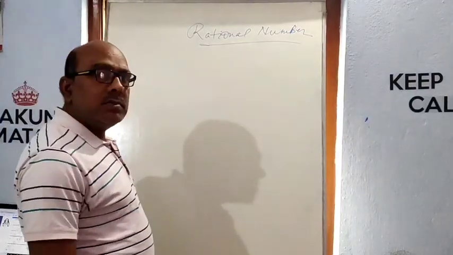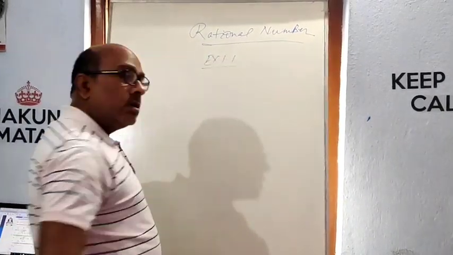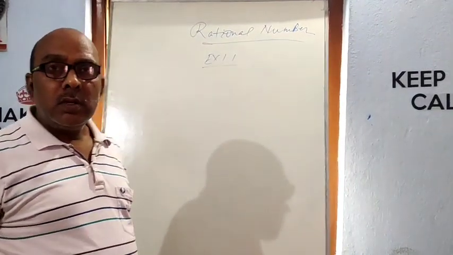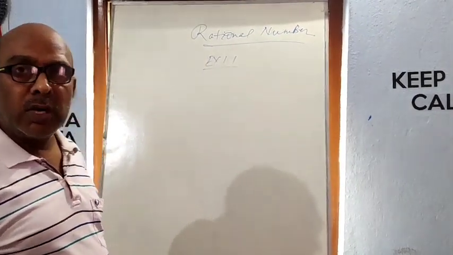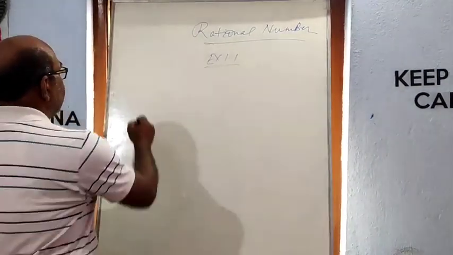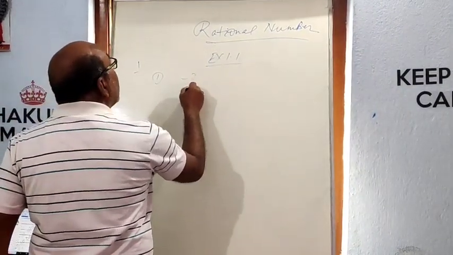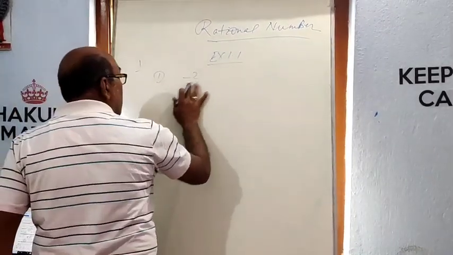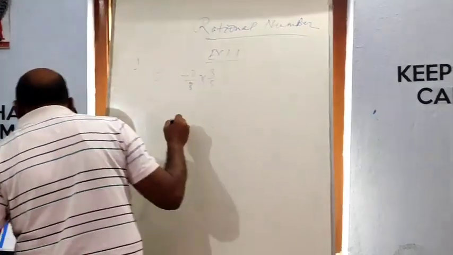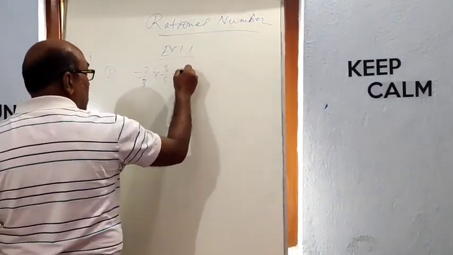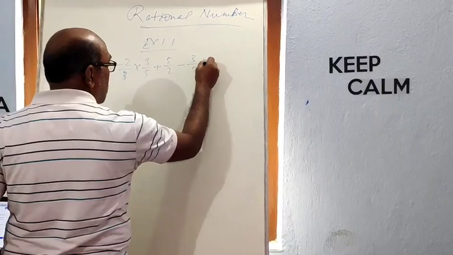Now you come to exercise 1.1. I want to solve one question of each, and the remaining questions will be for you as homework. Now, question number 1.1. The question is minus 2 by 5 into 2 by 3 minus 2 by 3 into 3 by 5 plus 5 by 2 minus 3 by 5 into 1 by 6.